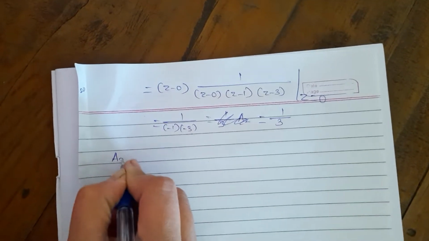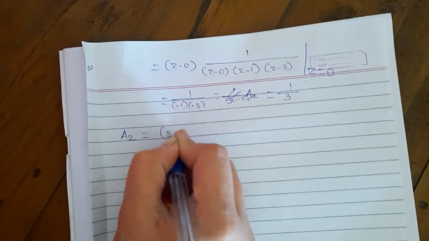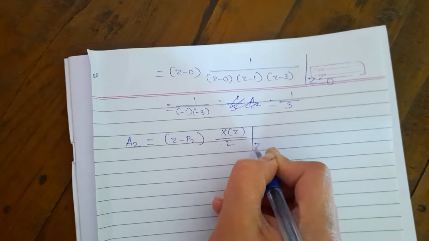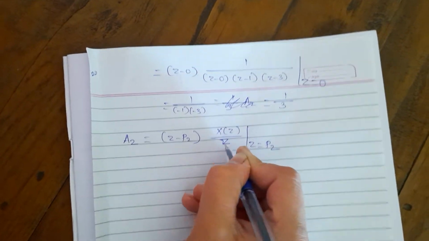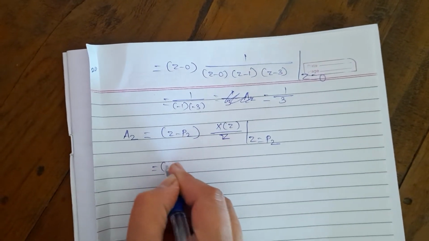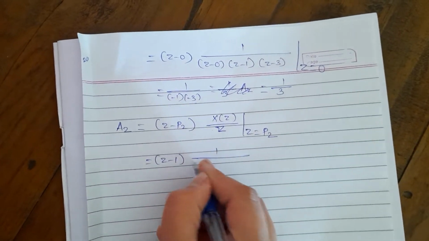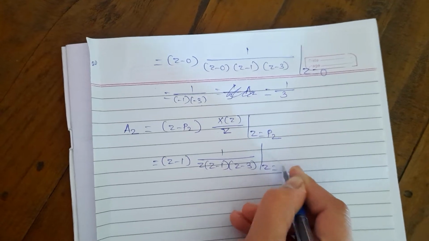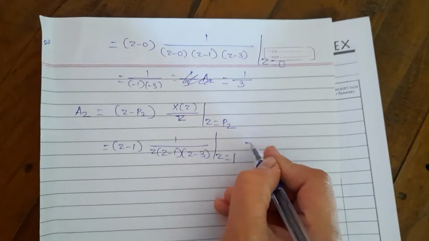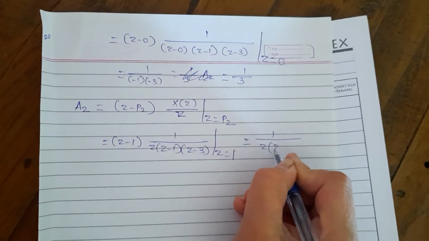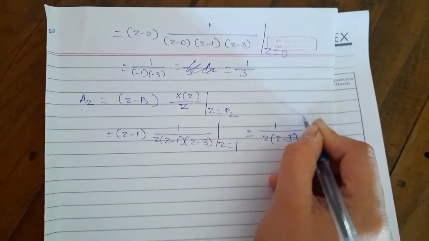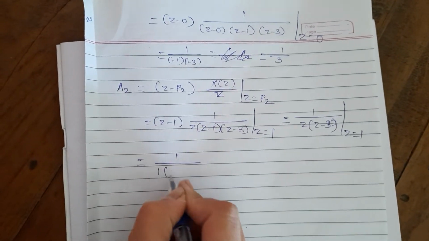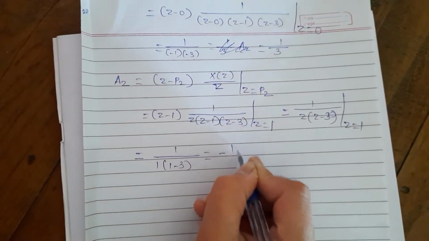Next we have to find the value of a2. So a2 is equal to z minus p2 times X of z by z at z is equal to p2. So z minus 1 by z into z minus 1, z minus 3 and z is equal to 1. So it is 1 by z into z minus 3 at z is equal to 1. Now we substitute these values here. 1 by 1 minus 3, so it is minus half.